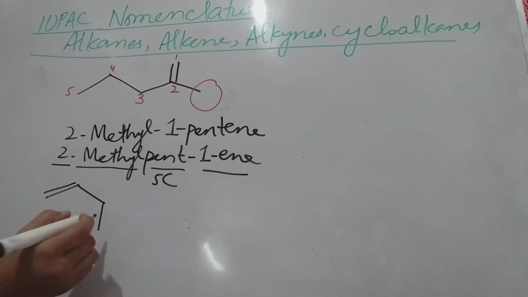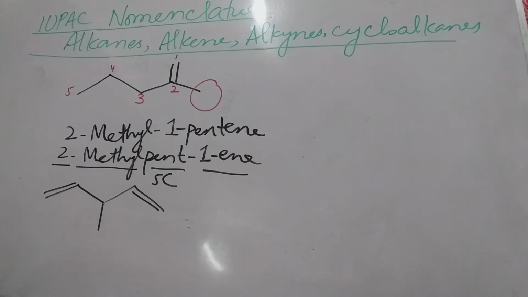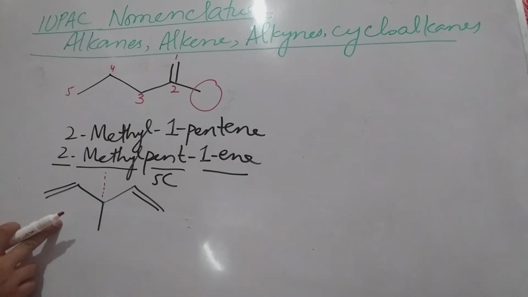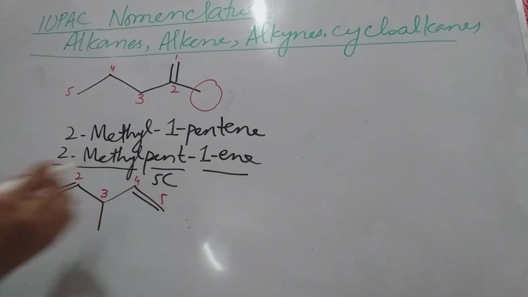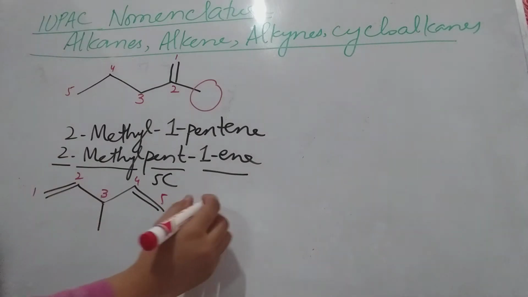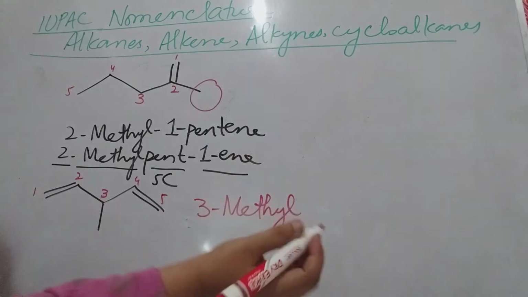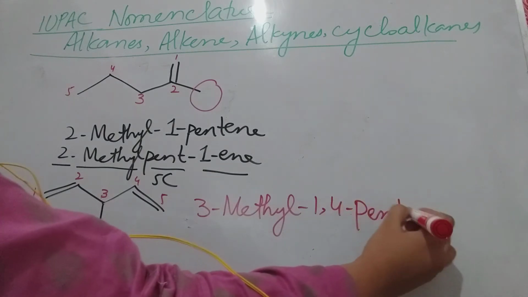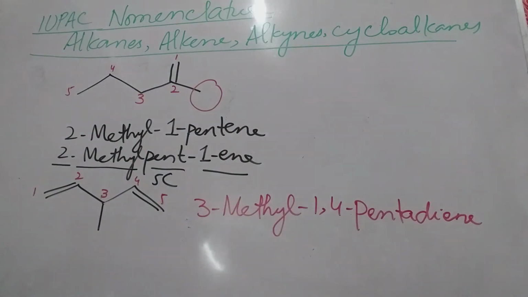Like this. Okay, this is the compound, right? This is a symmetrical molecule, meaning both sides of this plane are the same. You can see over here. So you can start numbering from any position, 1 2 3 4 5, and the name of this compound will be 3 methyl 1 4 pentadiene. So that is the name of the compound. Okay.